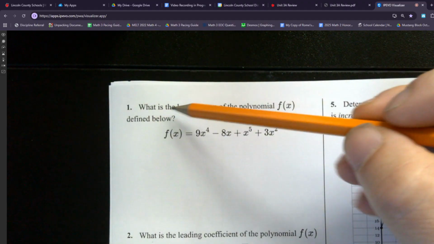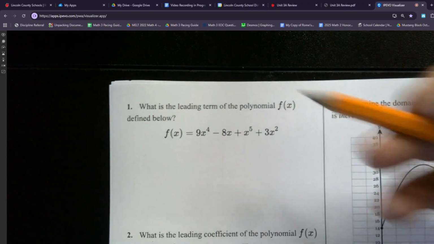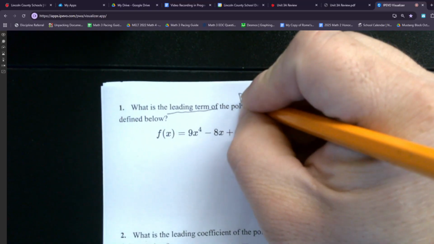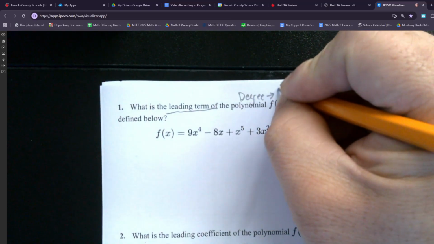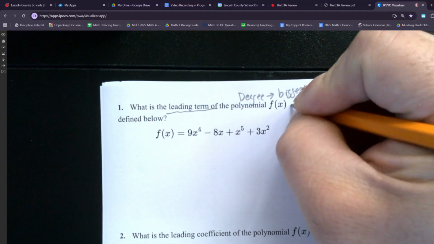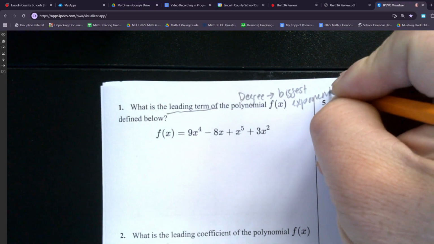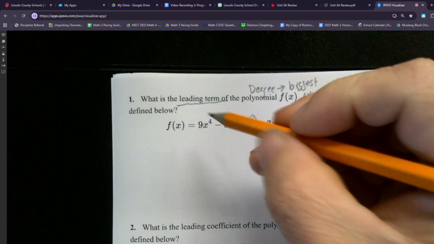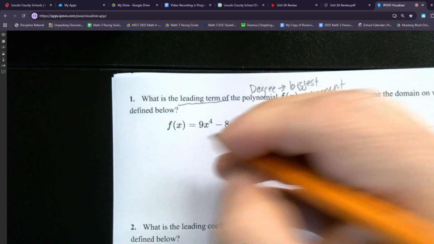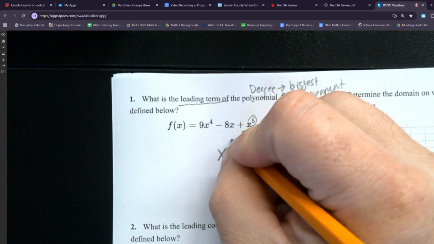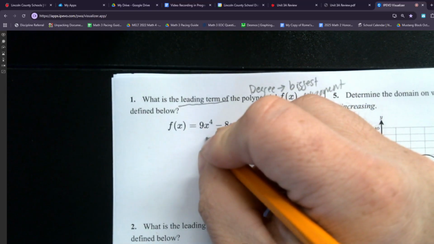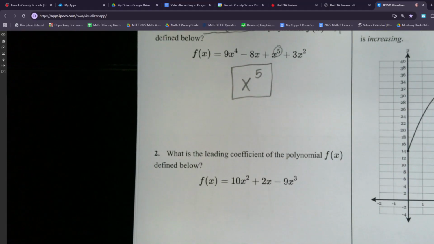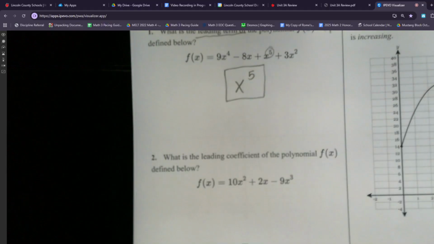So it says, what is the leading term of the polynomial? Remember, to find the leading term, you find the degree. Remember, the degree is simply the biggest exponent. Okay, so looking at this one, here's the biggest exponent. So that would be the leading term there. So your leading term would be x to the fifth. This is basically terminology of polynomials. So really not a whole lot to it as long as you know what you're looking for.